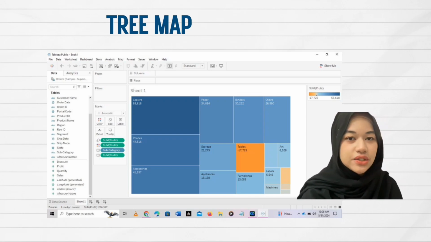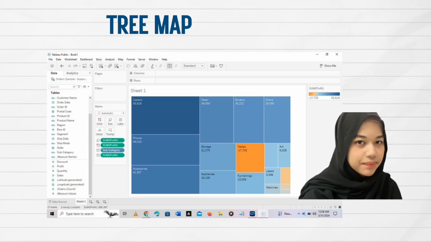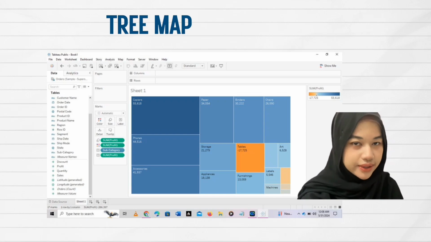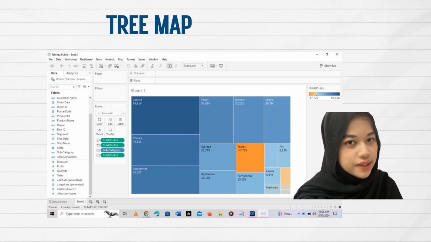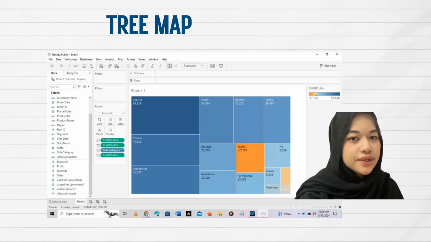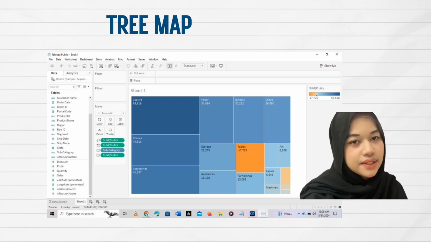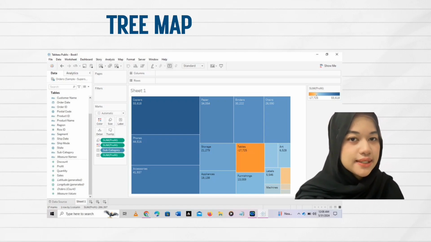As you can see, each rectangle represents a category or data point. In this case, we are using the profit. The size and the color of the rectangle also convey additional information, such as the categories and the quantity. So for this one, we are using the profit or loss.